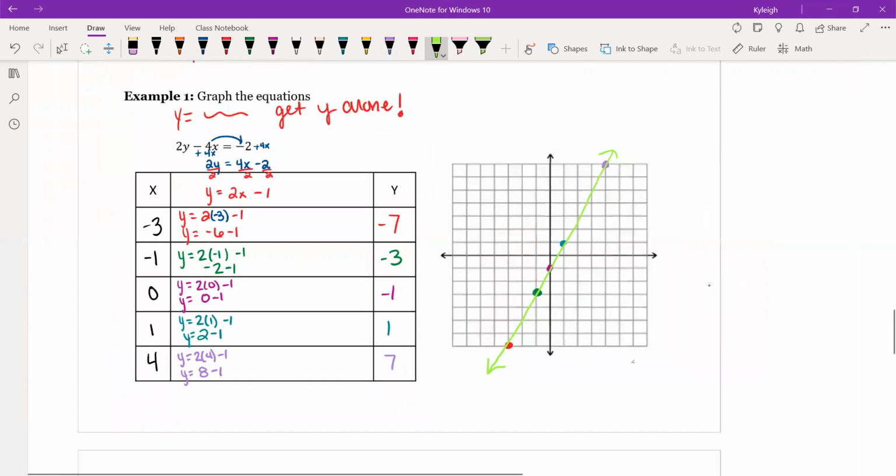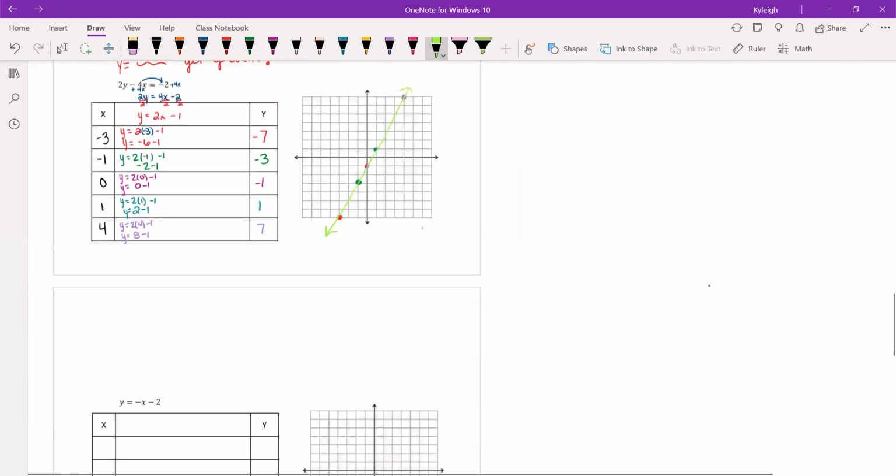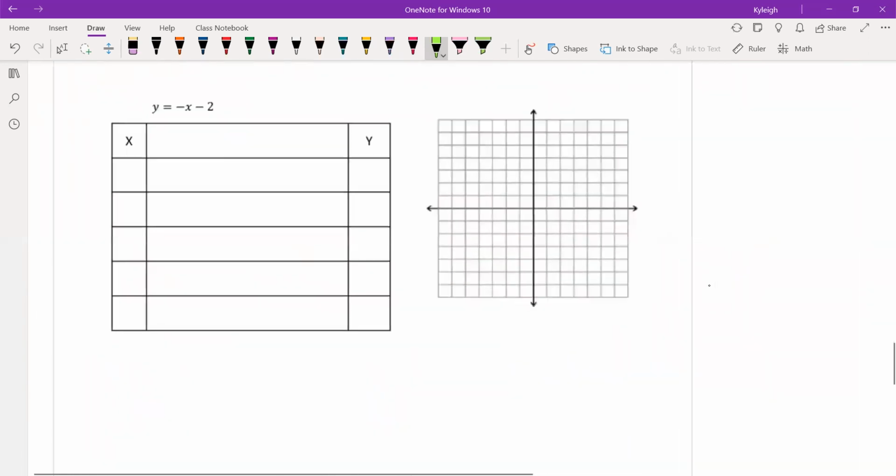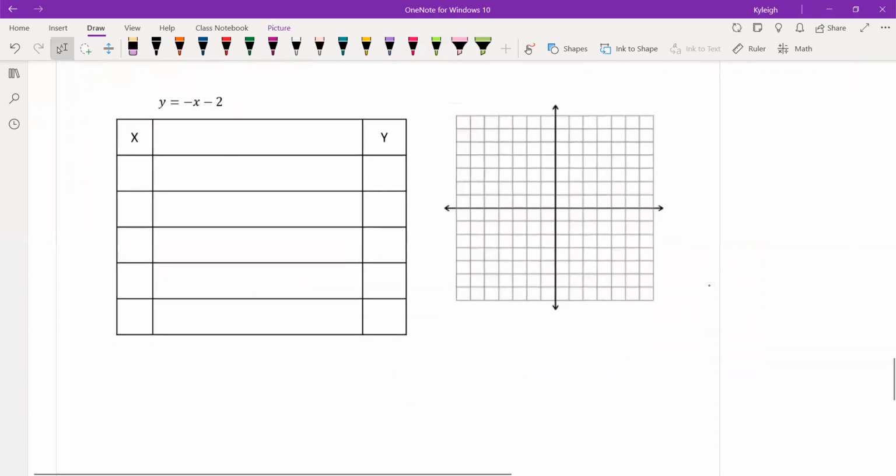Okay, so we're going to do one more example together. Well, you're going to do one more example. So I want you to come up with your own x values. Well, just kidding, we're going to use the same ones: -3, -1, 0, 1, 4. Use those and plug them in. Okay, then we'll check at the end.